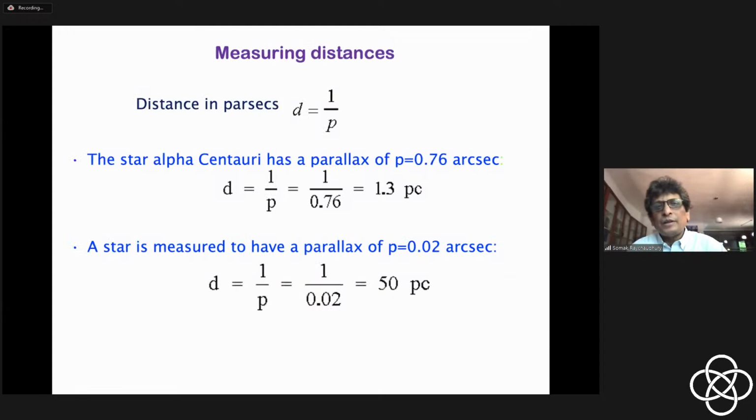Okay, just the basic calculation, you can see the distance in parsecs is 1 over the parallax, because the parallax is less if you go further away. The star Alpha Centauri, which is the nearest star, has a parallax of 0.76 arc seconds, because it's 1.3 parsecs away, about 4 and a bit light years. Say, for example, another star that will have a parallax of 0.02 arc seconds, it will be 50 parsecs away. 0.01 is about 100 parsecs away.